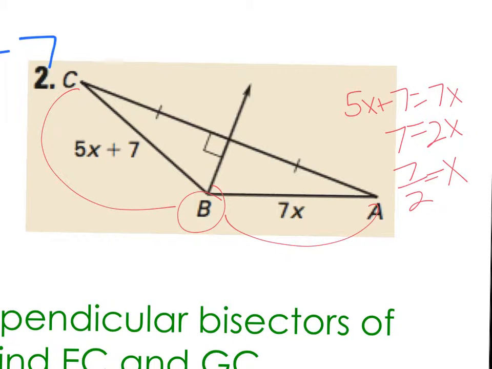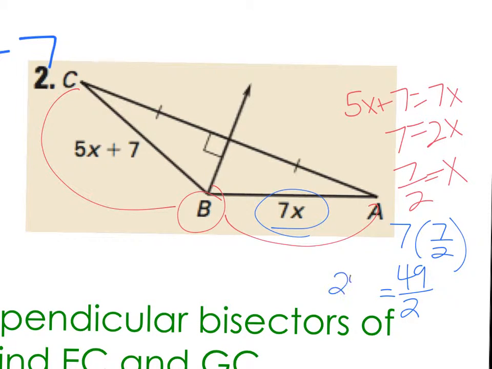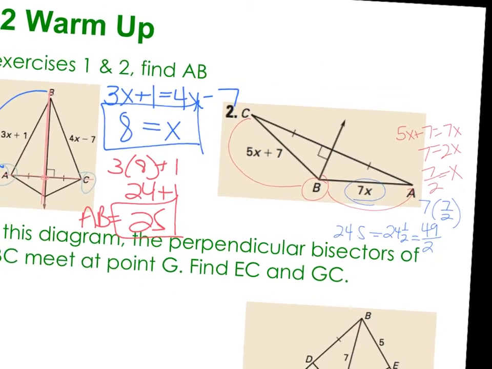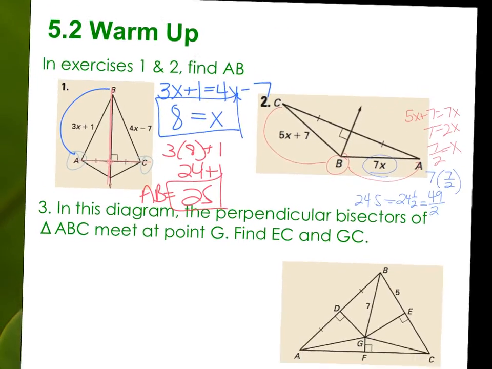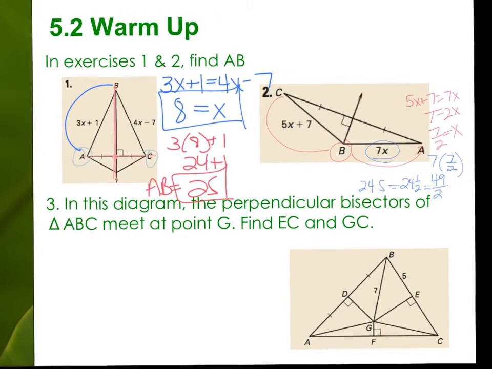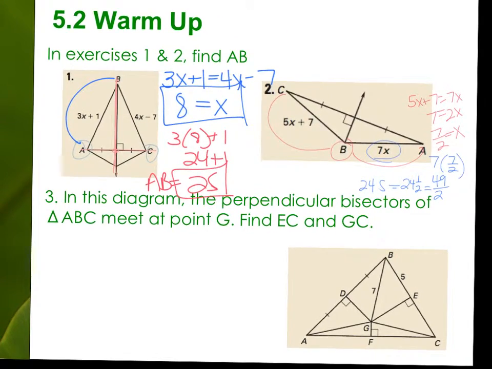And then again, this time it asks for AB. So what do I have to do with that 7 halves? Take it, plug it back in. And I'd get 49 over 2, which you can keep that way, or 24 and a half, or 24.5, any of that would work. Questions on that one?